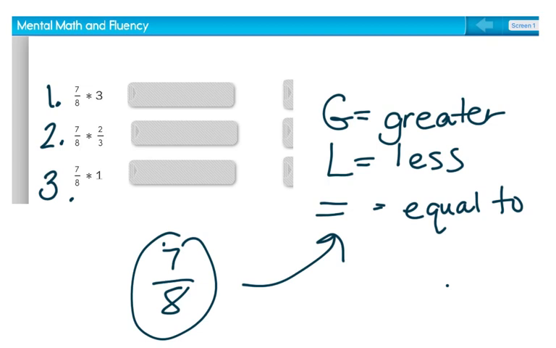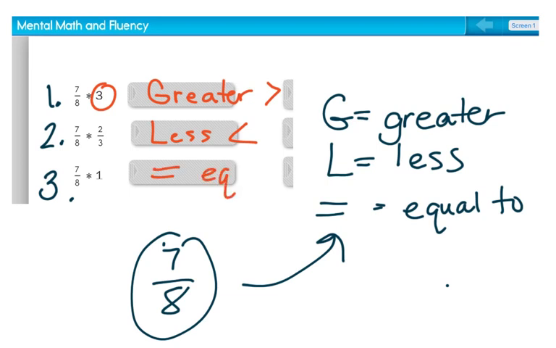Okay, number 1. The answer, because you're multiplying by a whole number, is going to be greater than. 7/8 times 2/3 will be less than 7/8 because you're multiplying by a fraction, which means you're dividing, you're making it smaller. 7/8 times 1 is equal to.